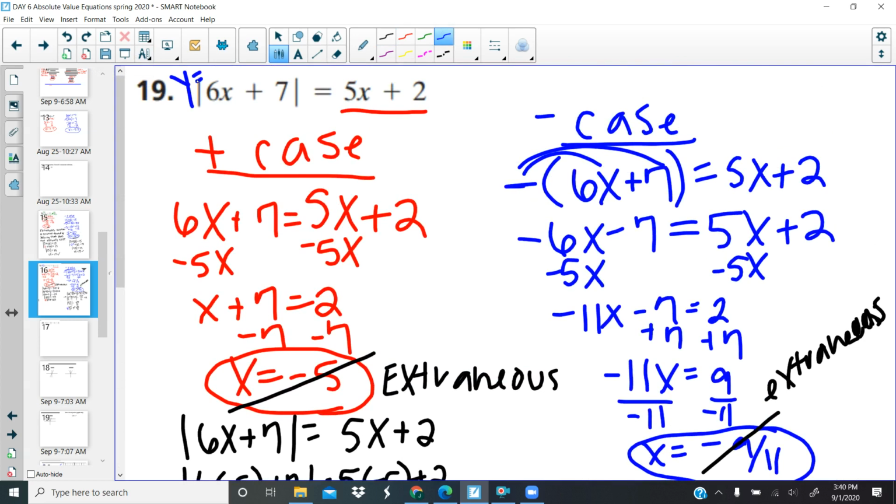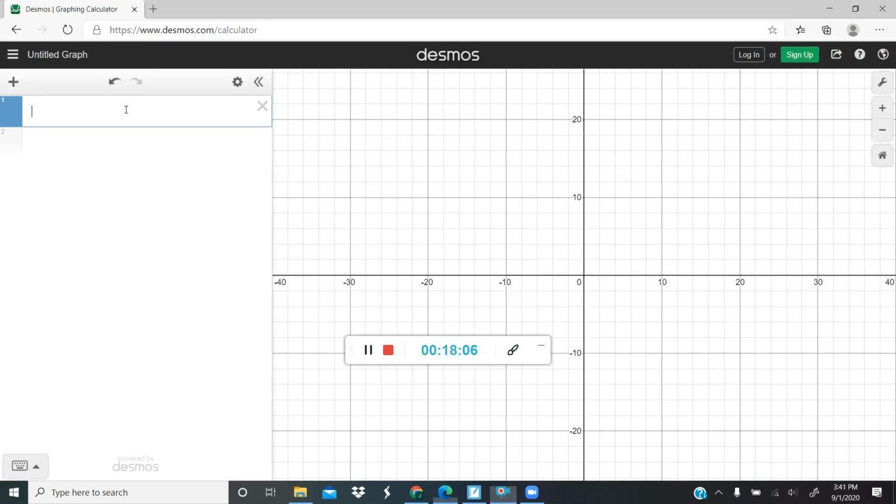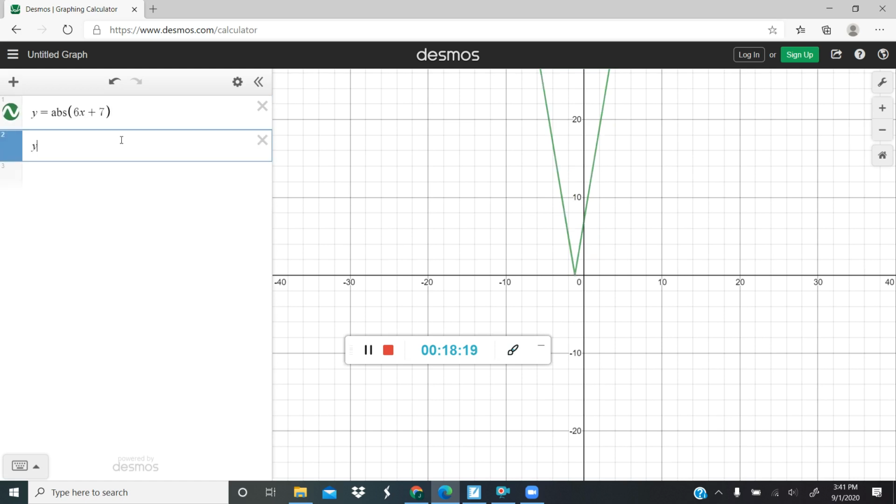Just have y equals the absolute value of 6x plus 7 on one side, and y equals 5x plus 2 on the other side. So we're going to go graph those. Okay, so I came over to Desmos, and on one side, I had y equals the absolute value of 6x plus 7. And then on the other side, I had y equals 5x plus 2.